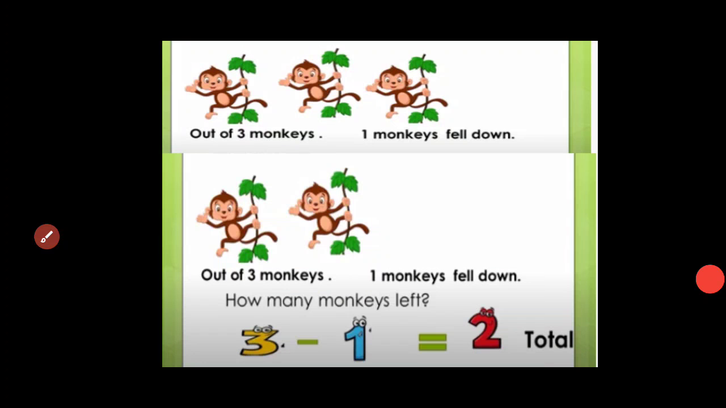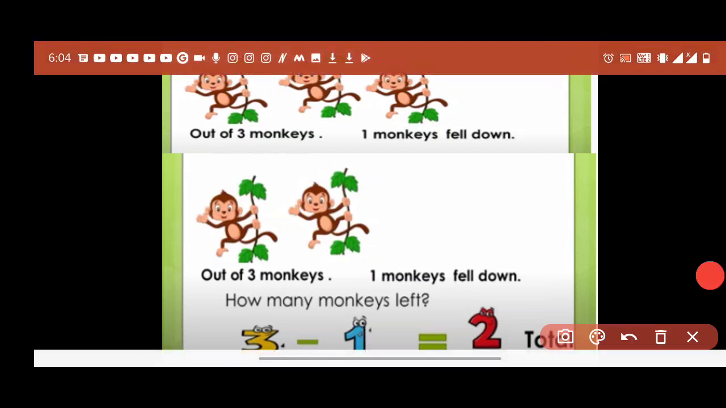Let's understand the meaning of this concept again. For example, there are 3 monkeys on a tree. Can you see 3 monkeys? And one of the monkeys fell down. So just see how many monkeys are left? Only 2 monkeys. So this is what subtraction is all about, to find out how many of a particular thing are left. So if you see, children, there were 3 monkeys in total, and 1 monkey fell down. So minus 1. How many monkeys are left in the end? Only 2 monkeys. Right, children?